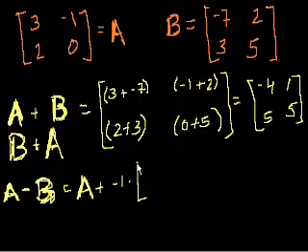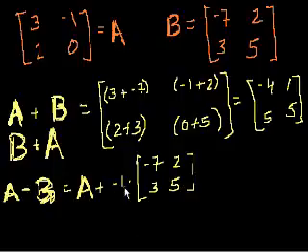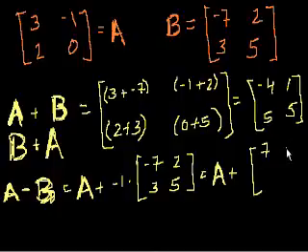And what's B? Well, B is minus 7, 2, 3, 5. And when you multiply a scalar, when you just multiply a number times a matrix, you just multiply that number times every one of its elements. So that equals matrix A plus the matrix where we multiply this negative 1 times every element in here. So 7, minus 2, minus 3, and 5.